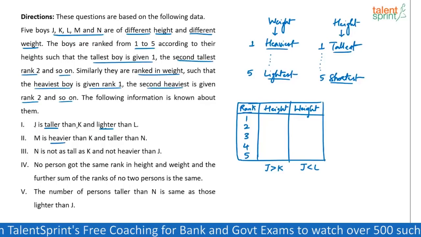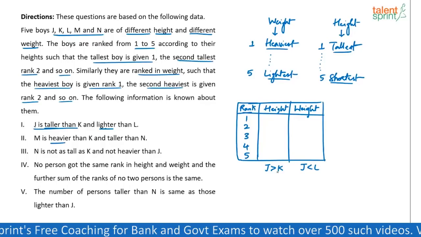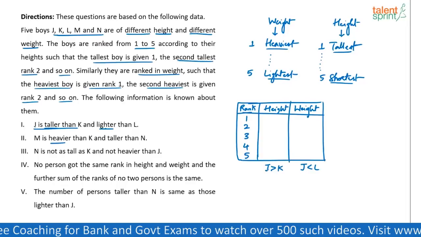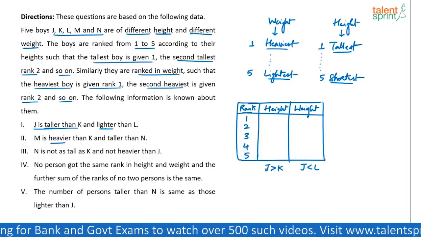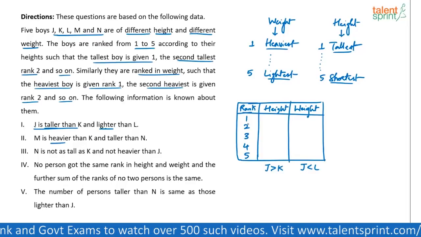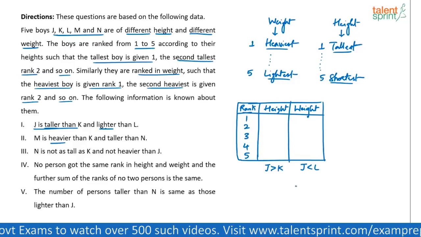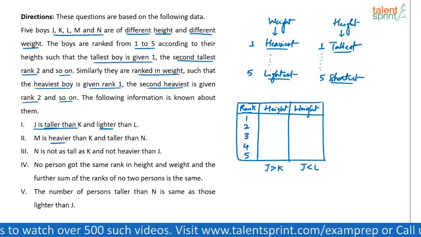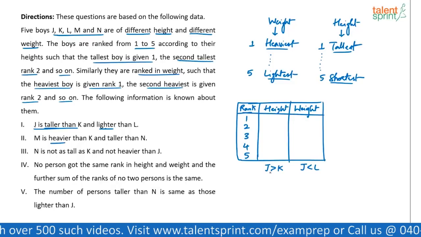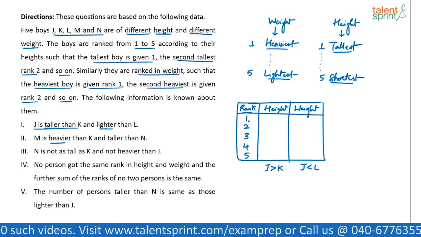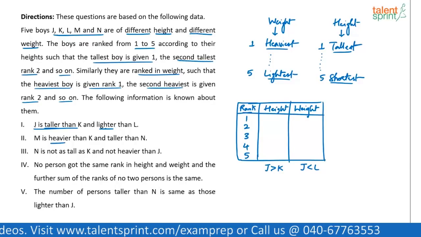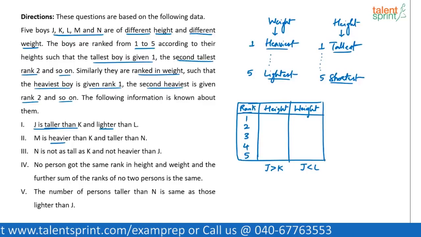You understand? J is taller than K. J is greater than K. Greater as in not in terms of number here. Taller meaning his rank will be better. Again, don't get confused. J greater than K does not mean that J will have a bigger number than K. J's height is bigger than K, so his rank will be better. And lighter than L.